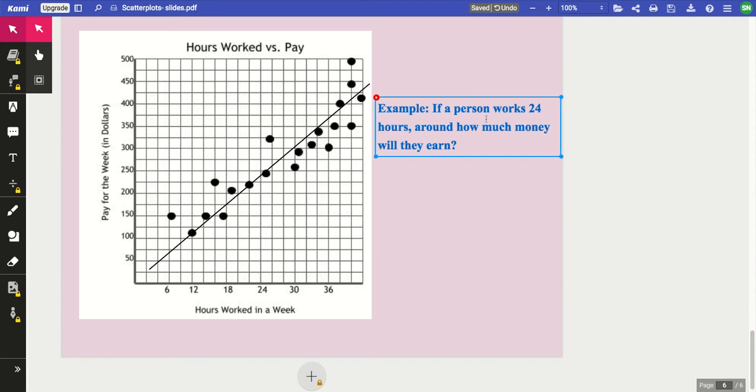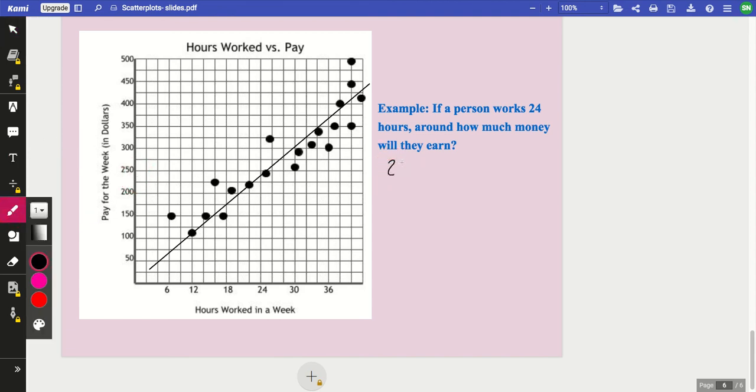So then it says, if a person works 24 hours, about how much money will they earn? So what I'm going to do is find the axis that says hours worked in a week, and I'm going to find 24 on that axis. Then I'm going to go up and see where it meets that trend line. And then I will go across, and you can see it meets easily between 200 and 250, but maybe between 225 and 250, somewhere between there.